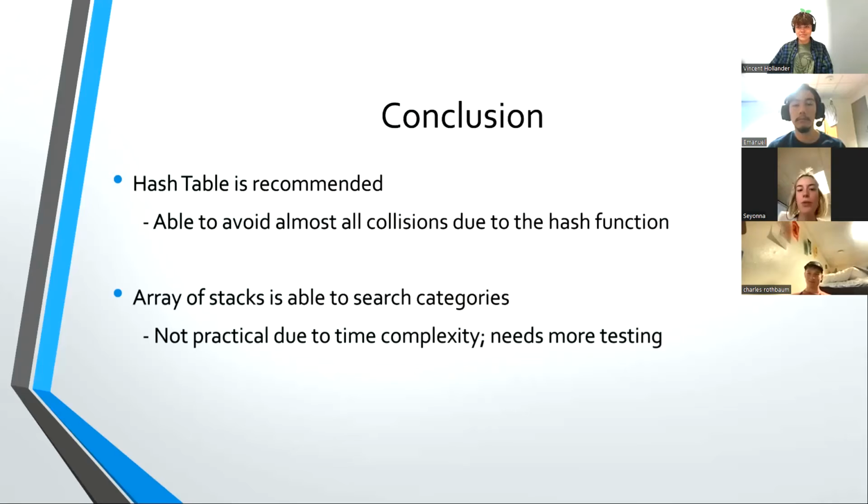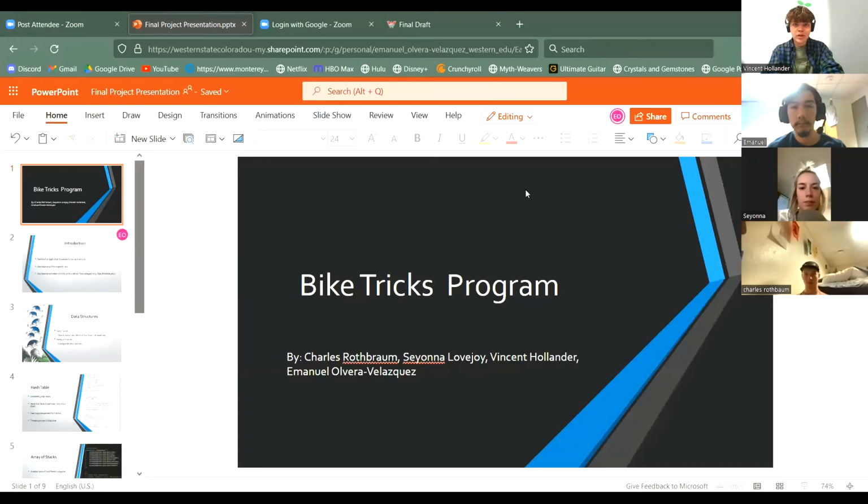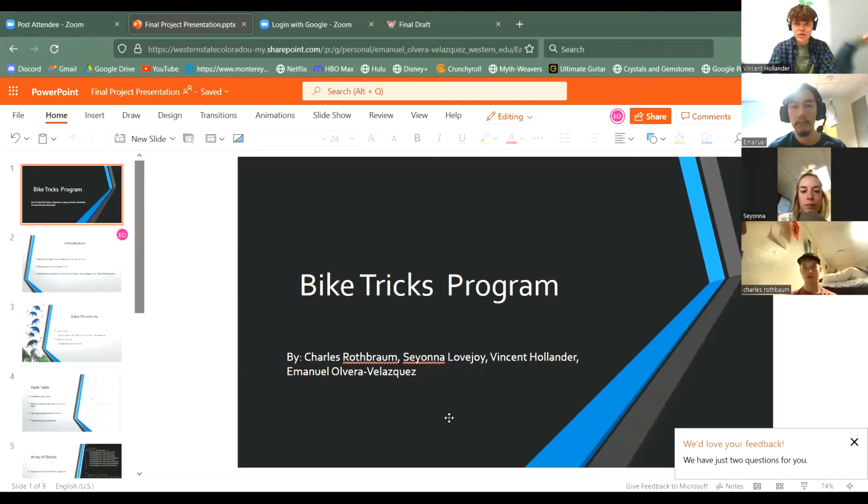So in conclusion, we found that the hash table was recommended because of how much easier it was to avoid collisions. The array of stacks was able to search the categories, but just took a lot longer. Maybe with more testing, we could get it shorter, but it wasn't as practical. And that's all for the presentation. Now we just wanted to show how the code works itself. So I will pass off the screen sharing to Charles.